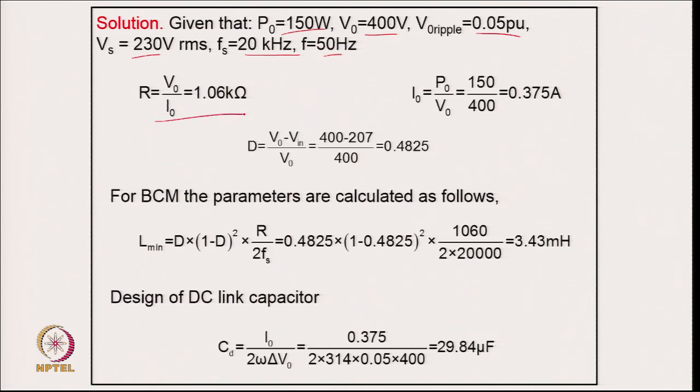So, the equivalent output resistance is V0 by I0, it comes to 1.06, and the output current from power and voltage is 0.7, and we can find the average duty cycle. From this we can find out the value of the boundary condition inductor, once we know the output resistance, switching frequency and duty cycle. So, we get 3.43, and the design of the capacitor corresponding to second harmonic, for which we have a formula earlier. So, it comes to 29.84 because of low power.